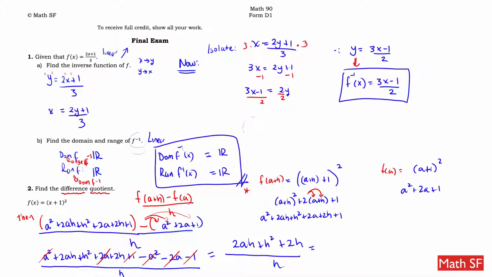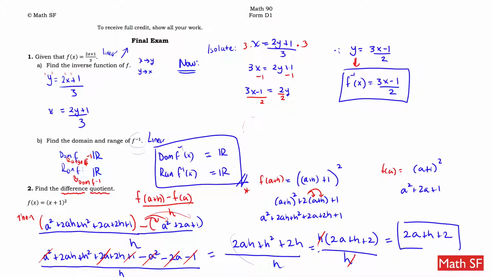Now I'm going to distribute this. What I could do is separate them into h, one here, one here, and one here. Or I'm going to factor the top, because they all have an h in common. So I'm going to pull that h in common. So I'll have h times (2a plus h plus 2) all over h. Now h and h go away. Therefore, the differential quotient is pretty much 2a plus h plus 2.